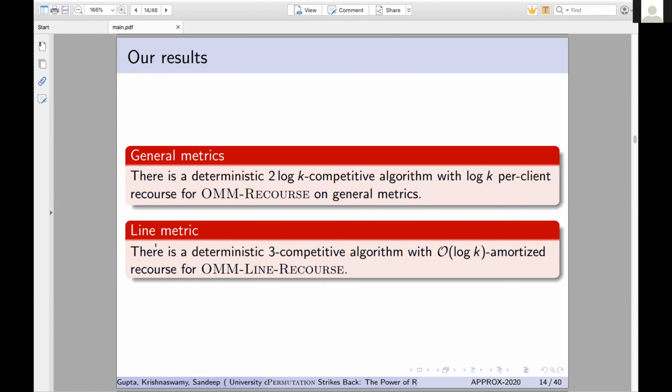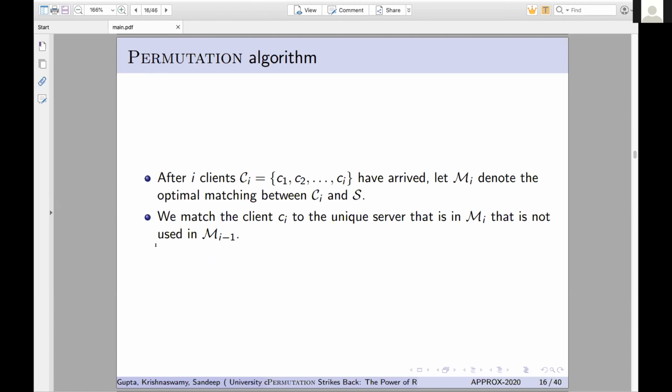In the few minutes left, I'll give a very quick overview of our algorithm. We use the permutation algorithm, the original 2k minus 1 algorithm. In the permutation algorithm, it maintains some offline matching, which it updates. The offline matching at time i is the best matching between the clients that have arrived so far and the set of all servers. Whenever we update this offline matching, exactly one new server gets added, and we match the client to that server. This is the permutation algorithm.